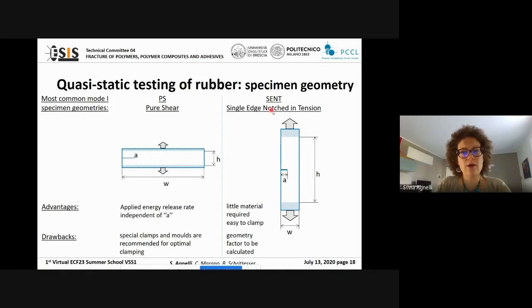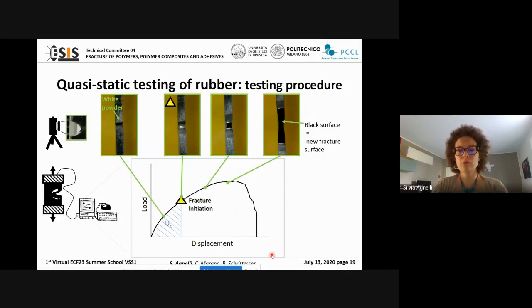On the other side, we have a single edge notch tension specimen, which is quite narrow, very high. It's easier to clamp with common jigs, but the calculation is a bit more complex because you have to calibrate the geometry factor exactly for your dimensions. Practically, you need to test a sample with a common test machine and record the load displacement curve. Then you need to identify the onset of fracture on this curve.